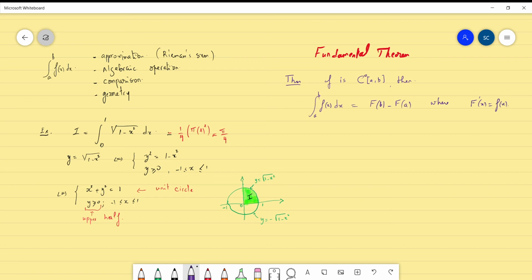That is, capital F is an antiderivative of f. So this is what the theorem says: as long as we know an antiderivative of f, we can have exactly the area needed, okay?